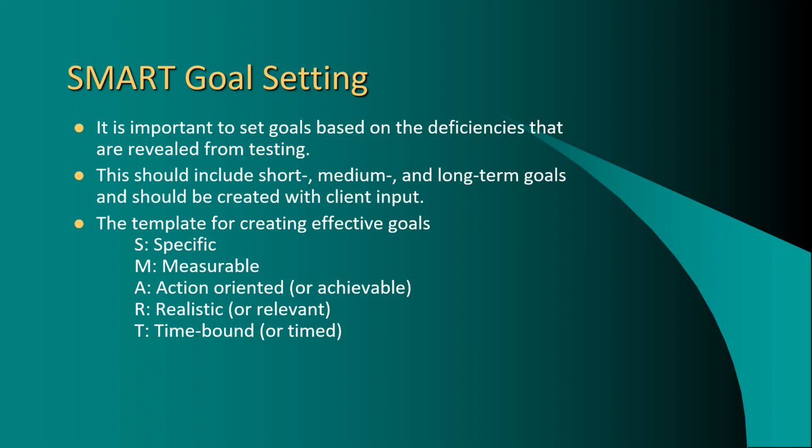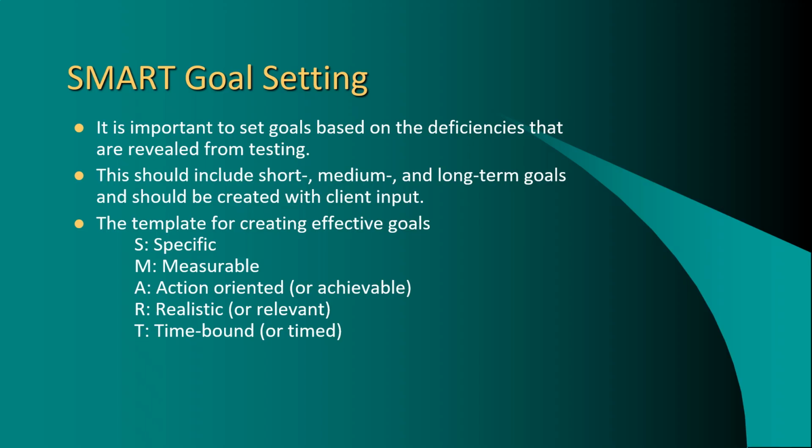So saying, I want to be more flexible, well, that's not very concrete. More than what? So you have to write things out more specifically so that it can be something that you can measure. Usually action oriented. Action oriented goals are something again that you can see. Feeling better is not something you can see. So action oriented, or something you can achieve, something that is realistic for them.